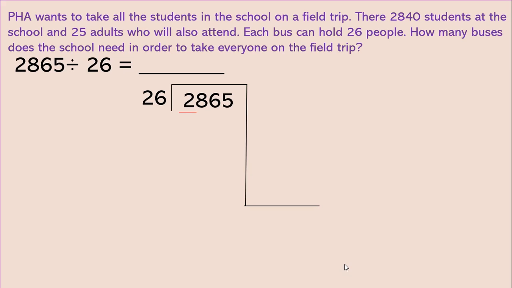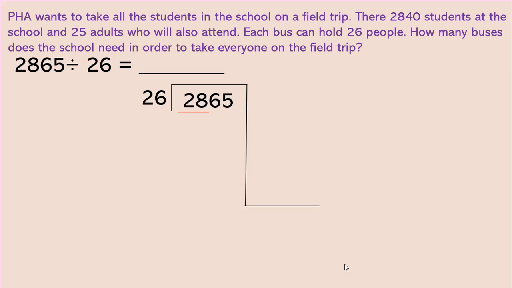Here, we're going to start by looking at the 2 in the thousands place. 2,000 is not going to be split up into 26 groups or 26 buses. So we need to be looking at hundreds. We have 28 hundreds blocks. Well, 28 hundreds can be split into 26 groups.